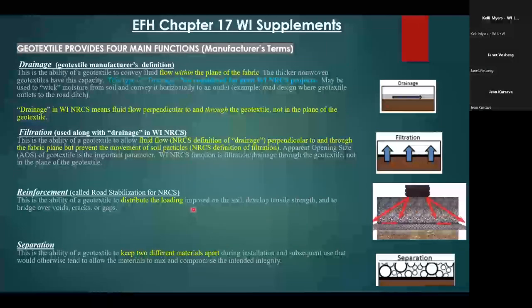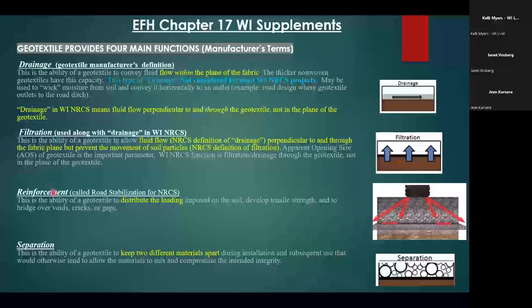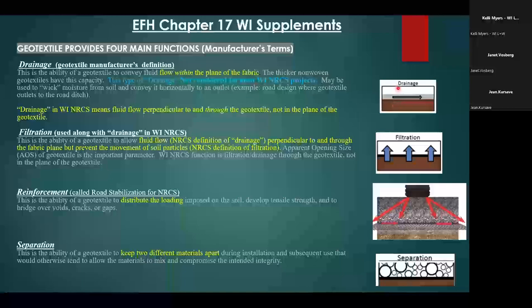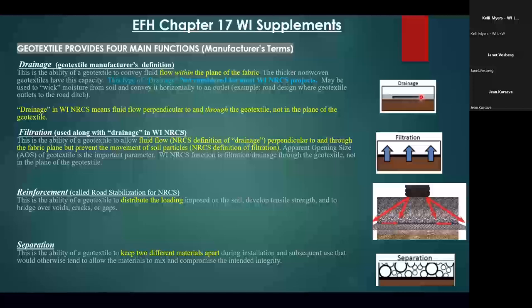So as far as the manufacturers are concerned, they have definitions or functions of geotextile is how they define them. And the four big ones they use are drainage, filtration, reinforcement, and separation. Now, these aren't exactly the terms NRCS always uses, but I'll just go through. Drainage to the manufacturers is in the plane of the geotextile. So this gray part here is your geotextile. Let's say this is your subsoil, and maybe this is a granular road base up here on top. That drainage to the manufacturers is through the plane of the geotextile. And that's mostly for non-wovens.